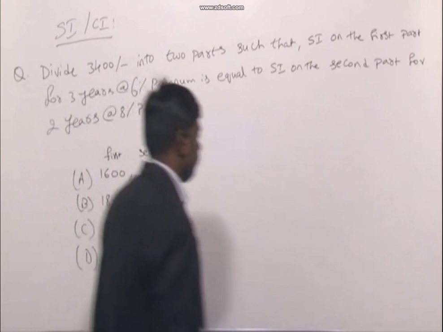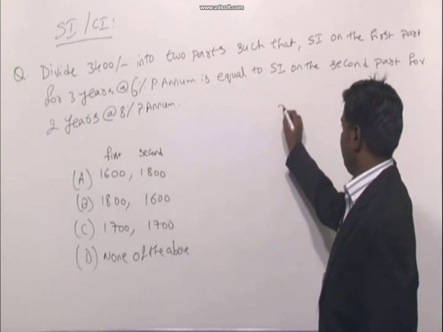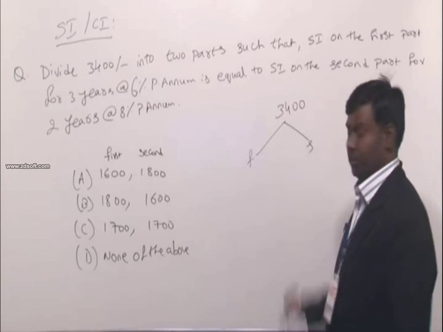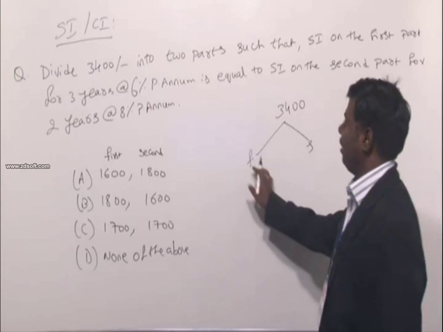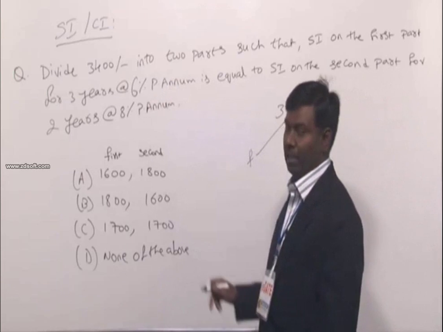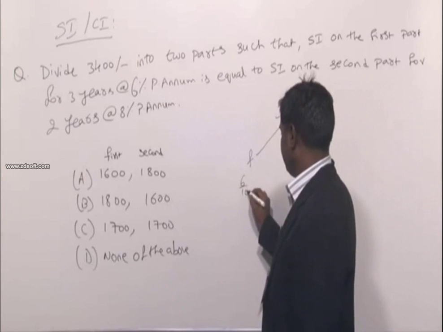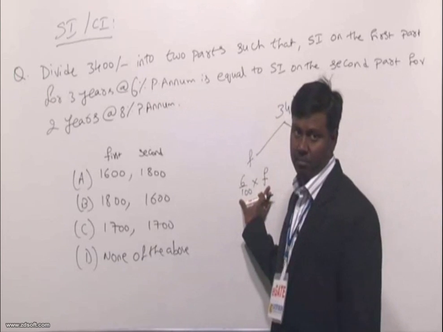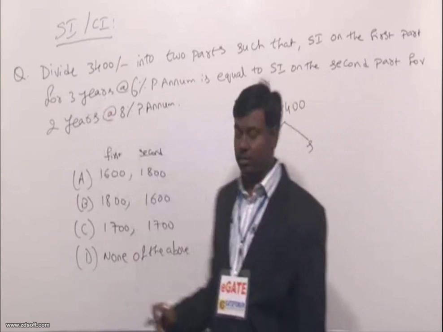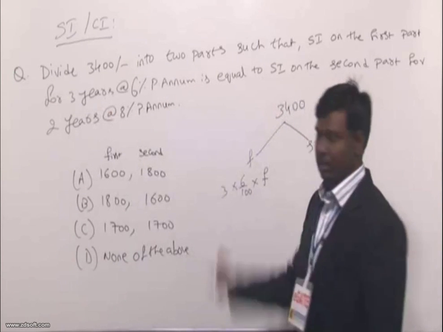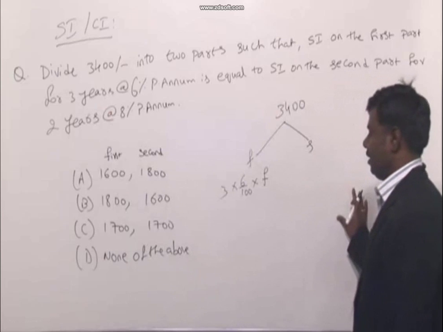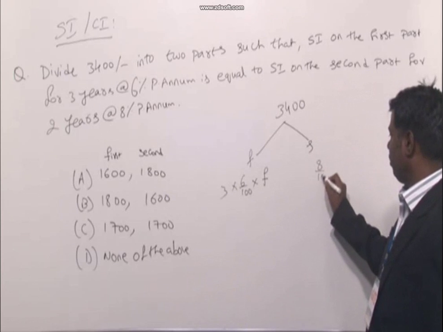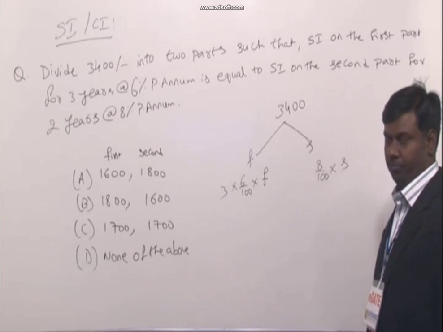Okay, so what is mentioned here? 3,400 has to be divided into two parts. First part, second part. Now the first part is given at the rate of 6% per annum. So interest per annum is 6% of the first part. This is the interest for 1 year, simple interest for 1 year. And it is lent for 3 years. So what is the 3 year simple interest? 3 times. On the other hand, the second part is given at the rate of 8%. So 8% of it, yes, that's the interest.